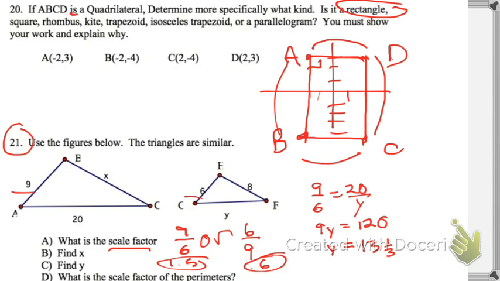Then I'll do a proportion as well to solve for x. So I could do 9 over x equals 6 over 8. That's just an example. So that would be 6x equals 72. Divide both sides by 6, and x equals 12. And that'll finish out those problems on that page. Next set coming right up.